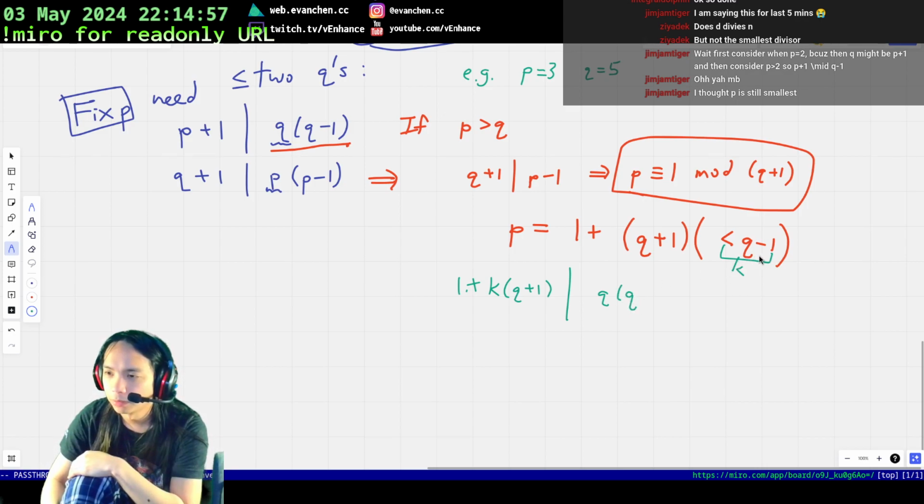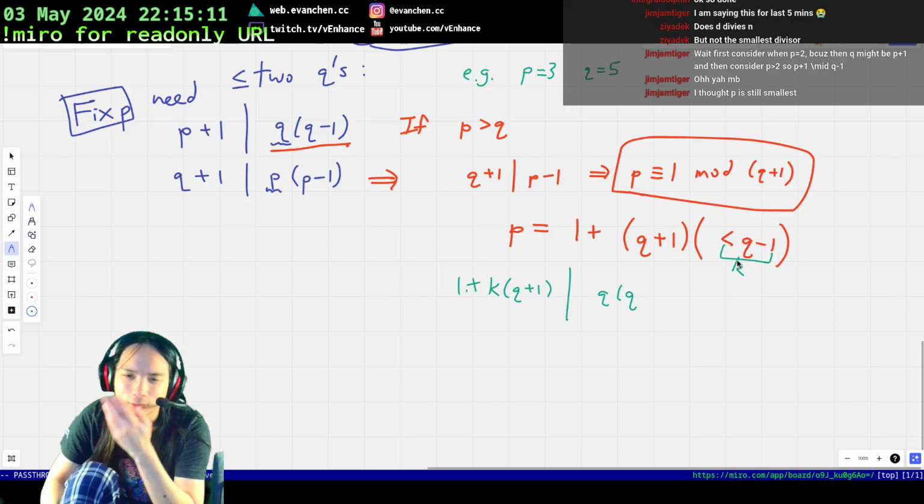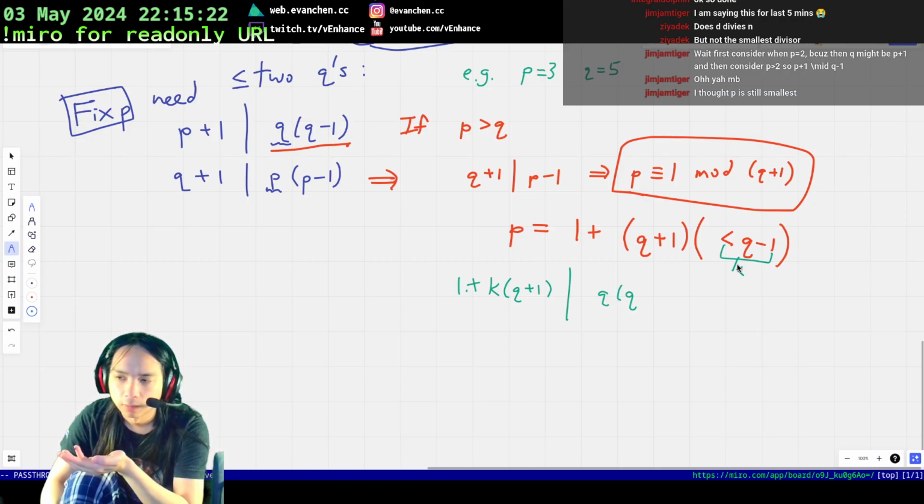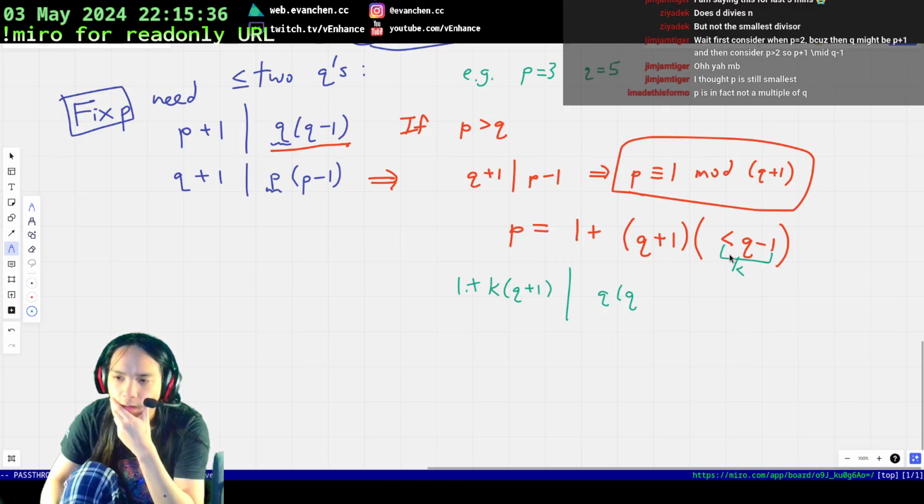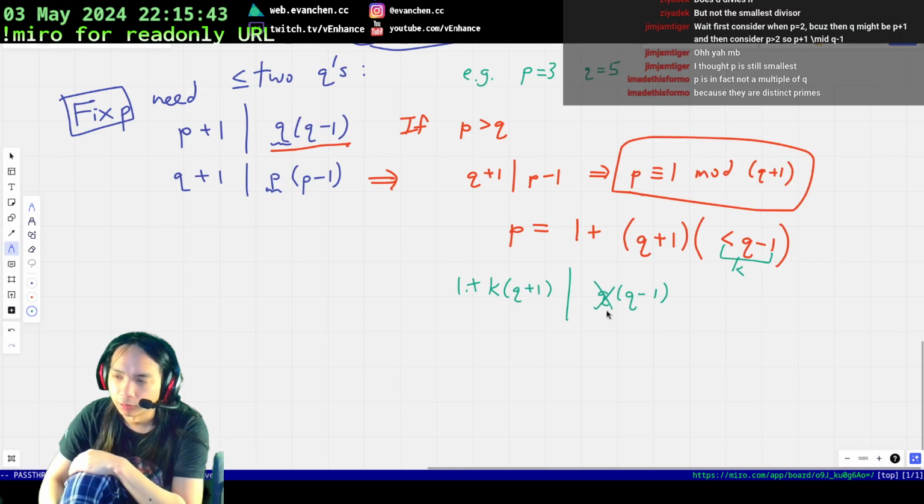Well, actually, there's no choice of k here that makes this number a multiple of q, right? Wait, this is so weird. What about 5 and 3 though? I already know 5 and 3 is supposed to work. Yeah, p is 1 mod 4. Oh, right. Well, my claim was that I can delete the q. It's not a multiple of q. That is true.